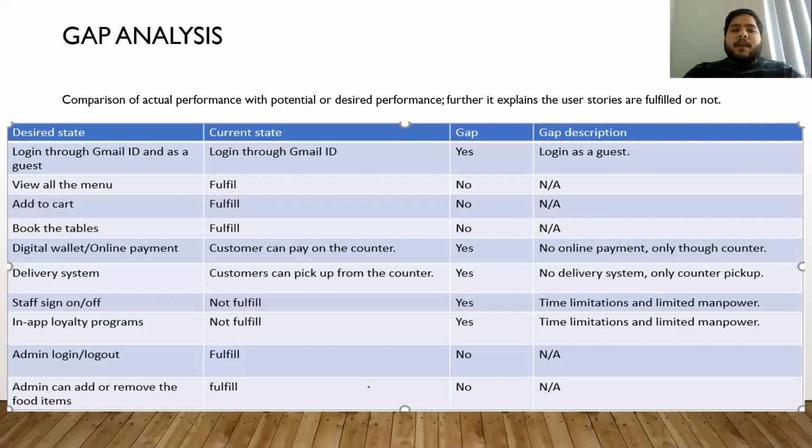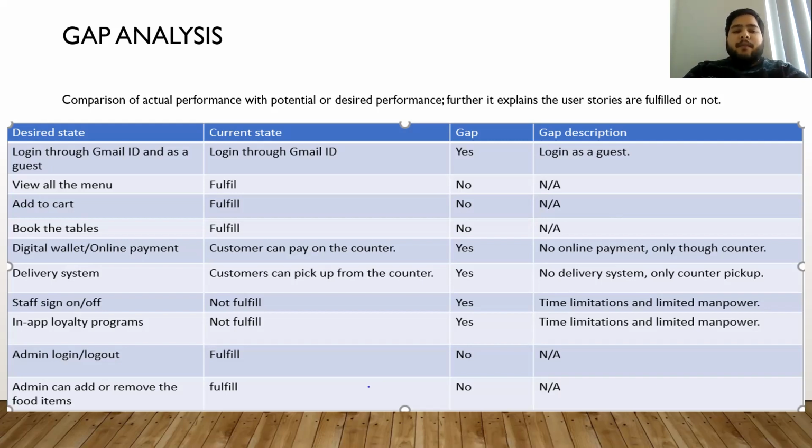The gap analysis simply explains the difference between the desired state and the current state. As you can see, for login with Gmail ID and as a guest, the desired state before we created the mobile application was both, but we were only able to create the login with Gmail ID because it is an Android app, and for Android a Gmail ID is compulsory for everything. So there is a gap: customers cannot log in as a guest. And view all menu, add to cart, and book tables have been fulfilled.